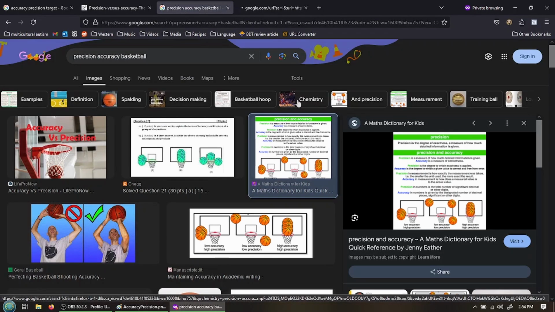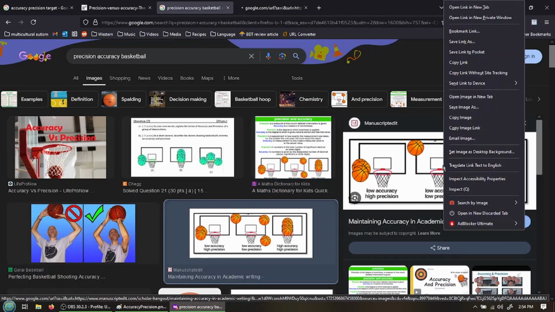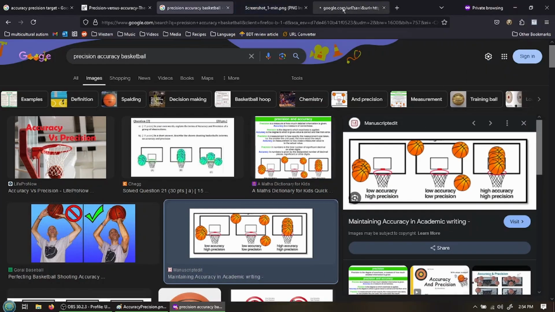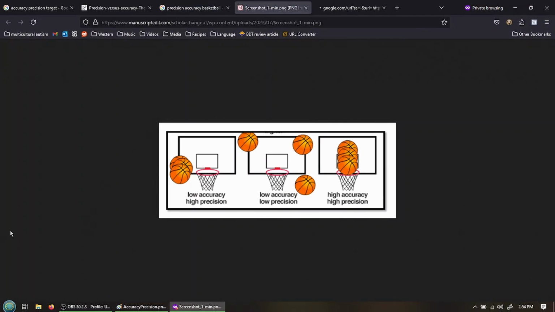Well, while that's figuring out what it's trying to do, let me open this image here, and we can at least start talking about this. So in the example all the way on the left here, it's low accuracy because we're always hitting the left side of the backboard here. But we're doing it pretty precisely because we're hitting the same part of the backboard every time.